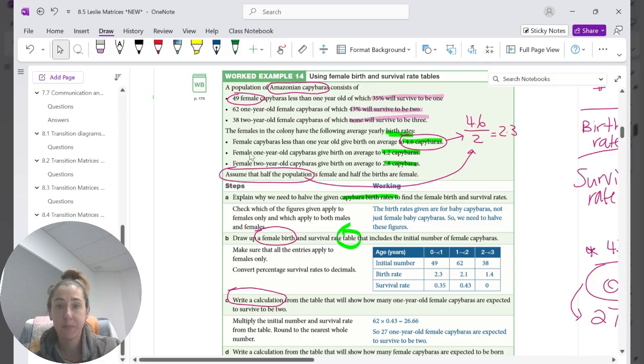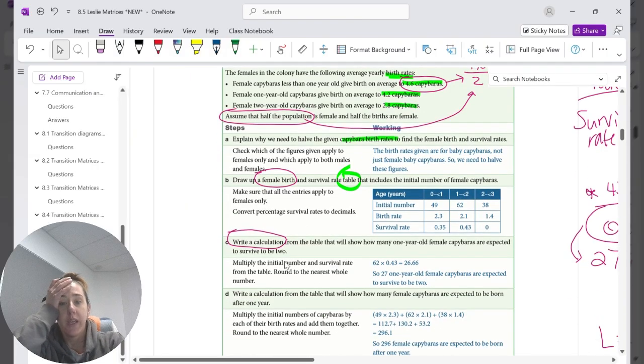Our birth rate was given when we took these values and divided them by 2, given that half the population is female. The survival rate was given here in the question. So we've got 35% will survive to 1. We're going to turn that into a decimal value, being 0.35, 0.43, and 0. So none live to older than 3, or 3 and older.